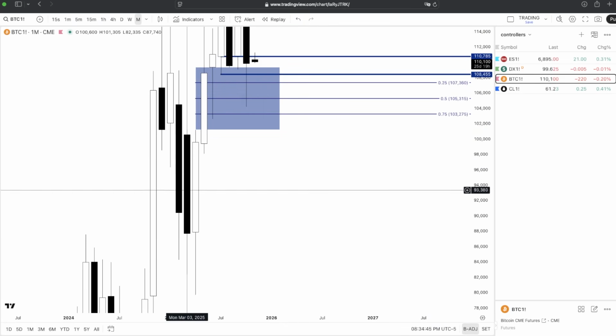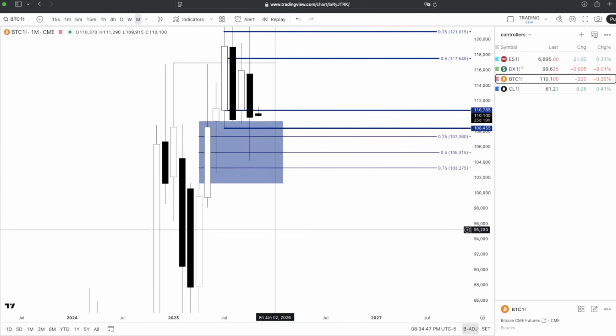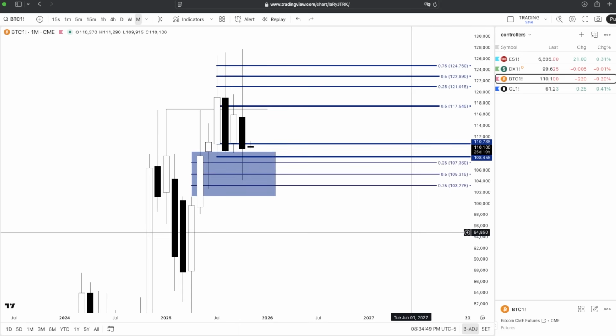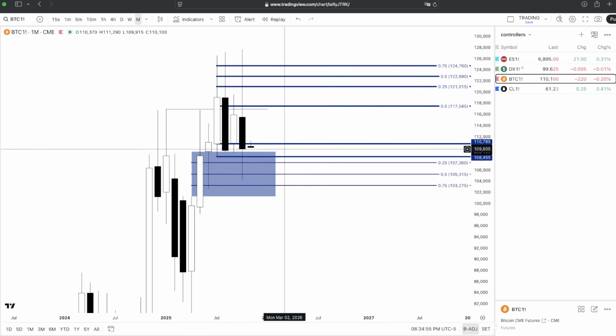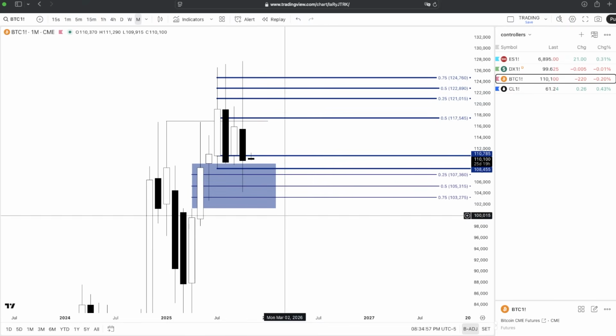So we could use those levels in the chart as well. Now, we would also be able to use the levels inside this monthly order block down here and things of that nature as well. But because we're closer to all this other price action, these are the monthly levels that I focus on here.